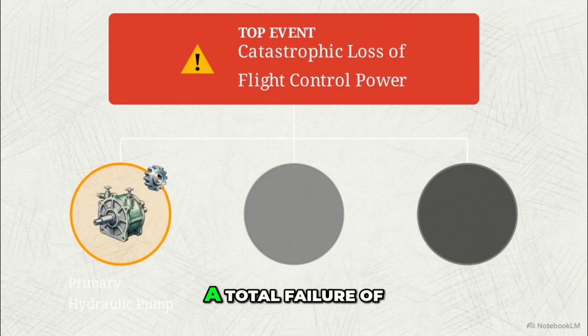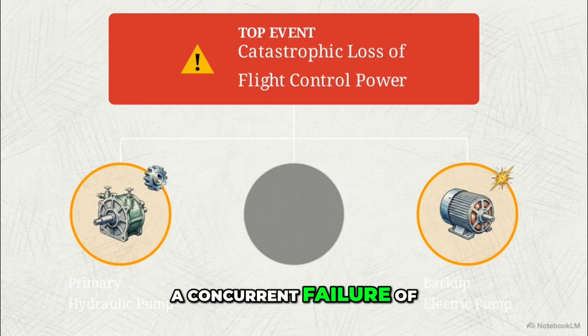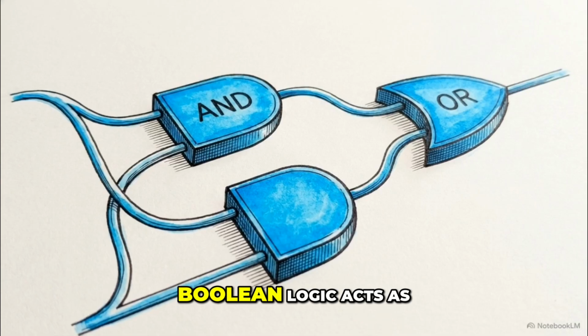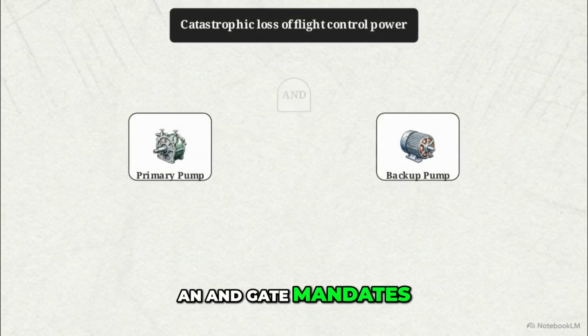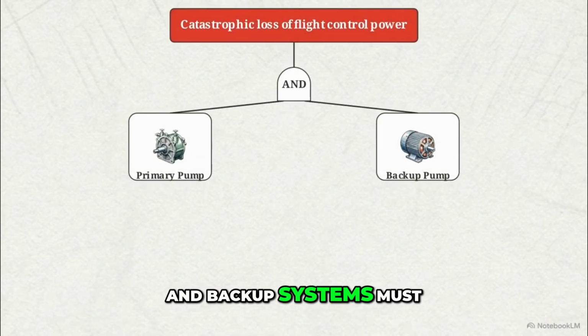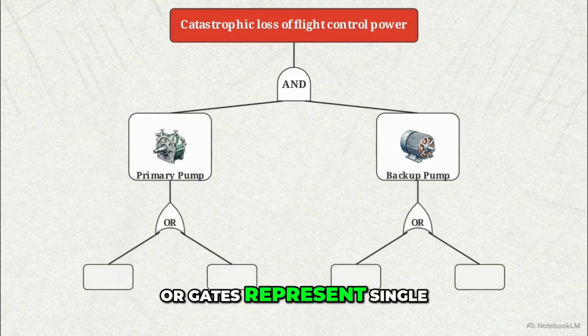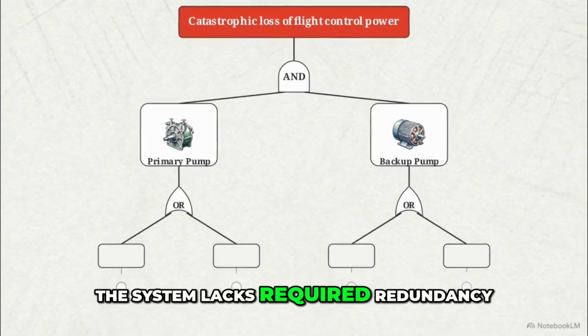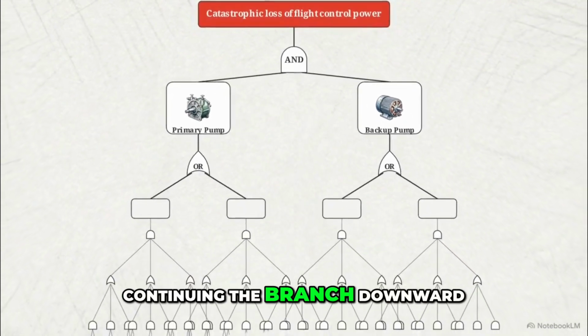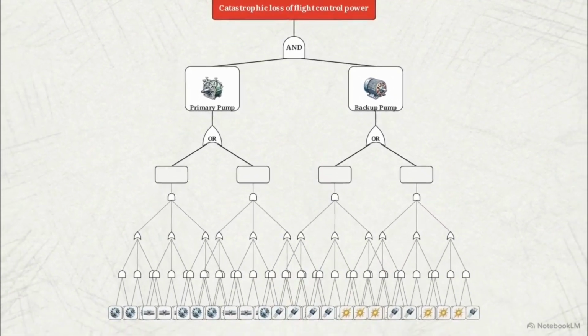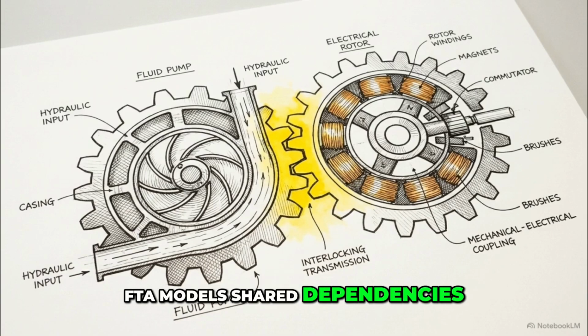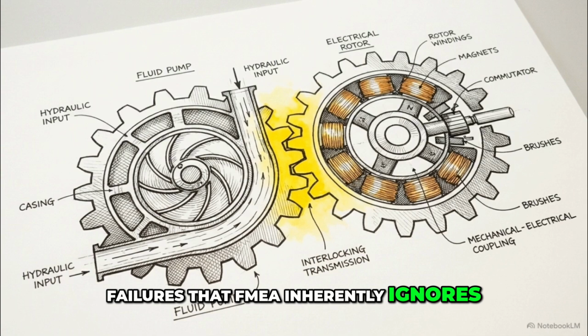The first requirement is a total failure of the primary hydraulic pump. The second requirement is a concurrent failure of the backup electric pump. Boolean logic acts as the glue holding this model together. An AND gate mandates that both the primary and backup systems must fail simultaneously for the disaster to occur. OR gates represent single points of failure where the system lacks required redundancy, continuing the branch downward into lower-level component faults. FTA models shared dependencies, capturing the complex, multi-point failures that FMEA inherently ignores.